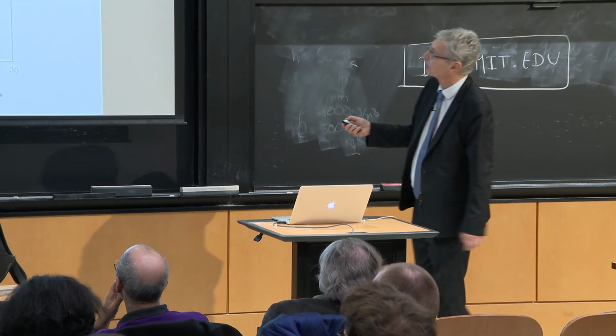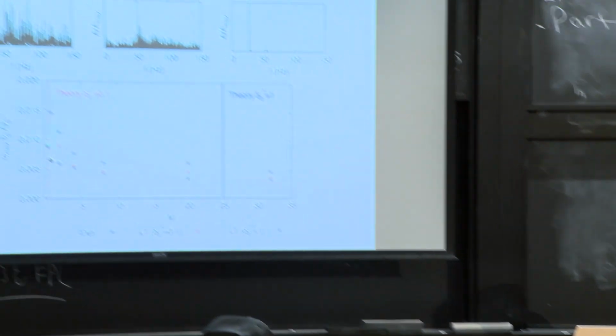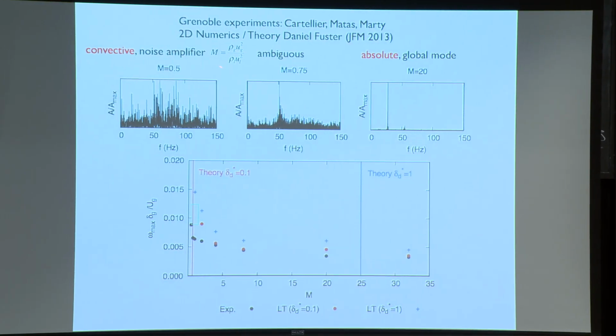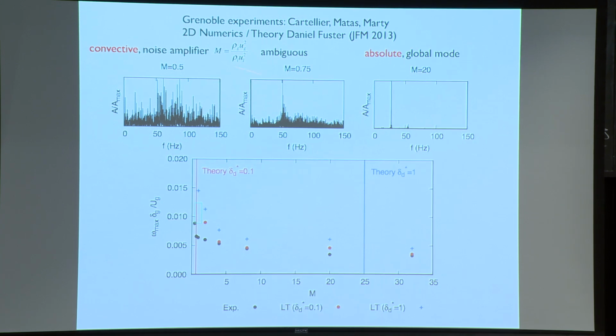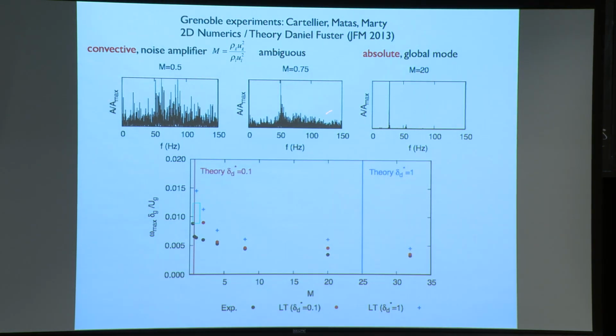And so for air and water, this was studied by the group of Grenoble. And here are three power spectra obtained for various values of m. So the power spectrum is the amount of energy in each wavelength or each frequency. And if you see a spike in the power spectrum, it means that you have a single frequency. So you have a well-defined oscillator, you have a clock. So that means you have an absolute instability. And if you have a broad spectrum like this, you have basically a noise amplifier.